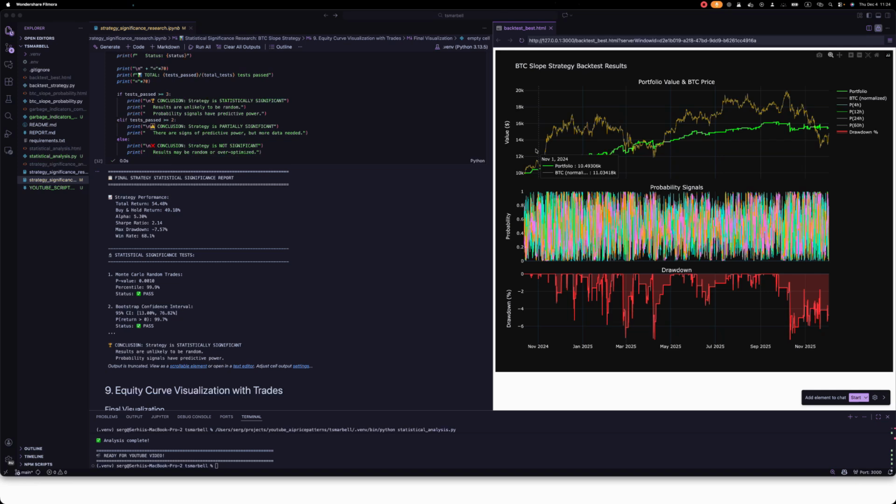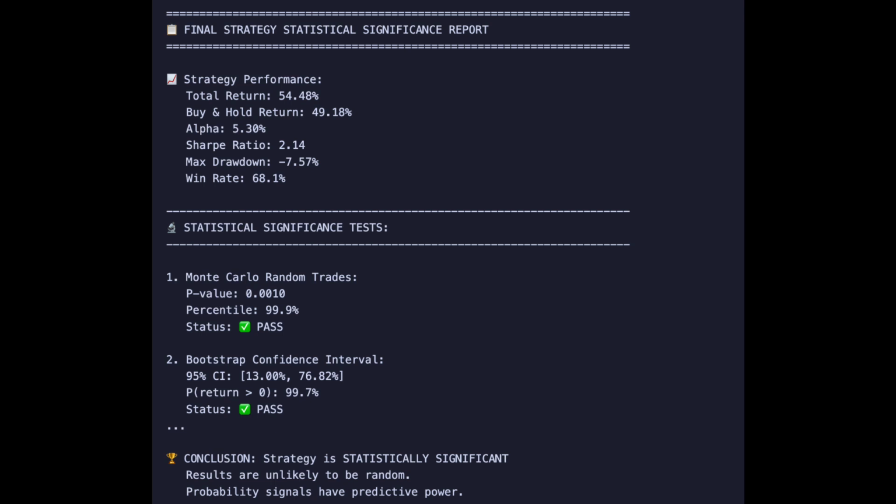This is the Bitcoin slope strategy. 54% return, 68% win rate, Sharpe ratio more than 2. It has 75% model accuracy. It is a binary classification probability.